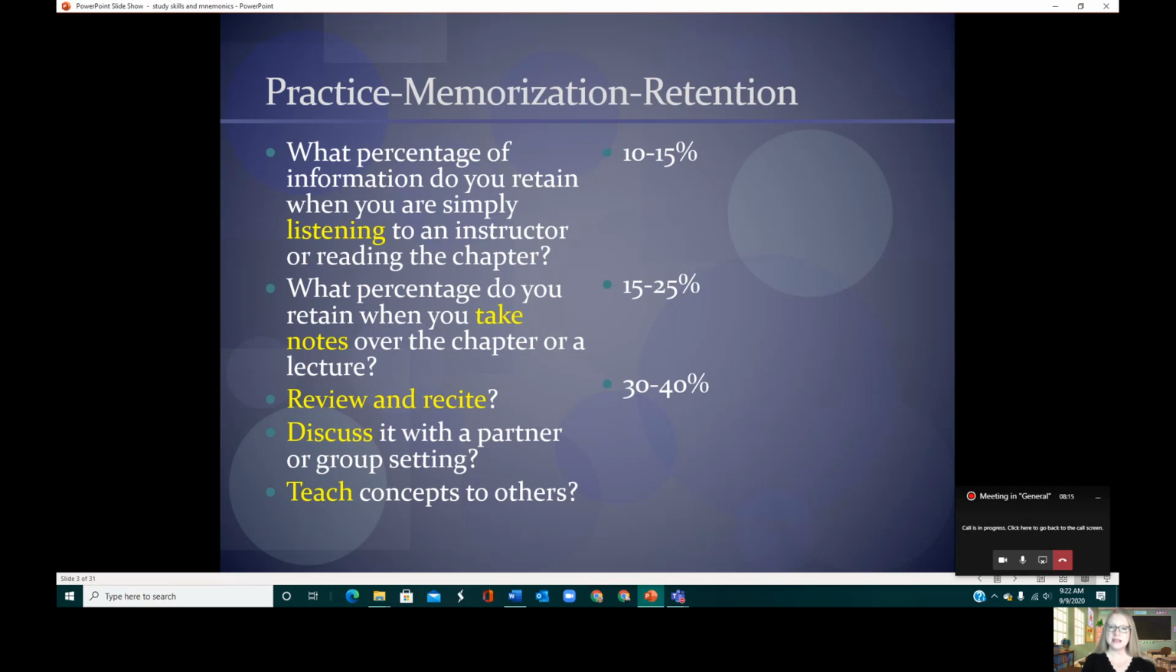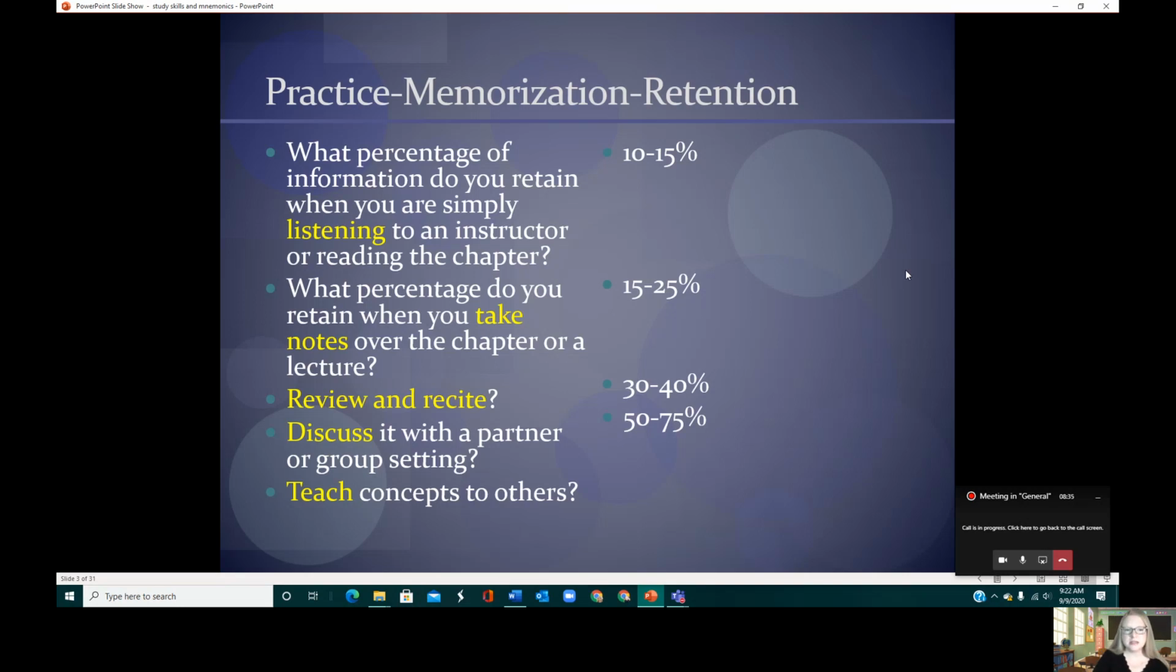Some of you, like myself, had to talk to another person and review and recite and have people ask questions so I can memorize and retain that information. So then we get to discussing it with a partner or group setting. That's when 50 to 75% happens.